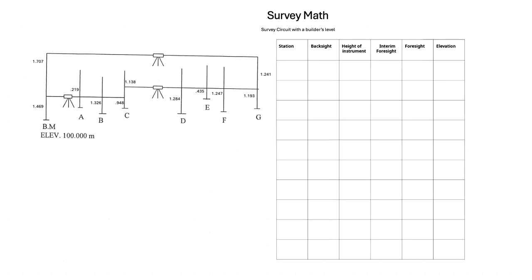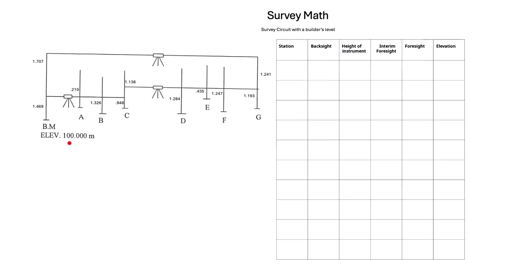We have a little bit of a circuit. We have a benchmark, which is always a point that is given to us in our math problems. In the real world, you might set a benchmark, and you always want it to be something that is immovable, like a manhole cover or a fire hydrant. You don't want it to be just a stake in the ground in some soil that can potentially move, because you want to make sure that you can refer back to it.